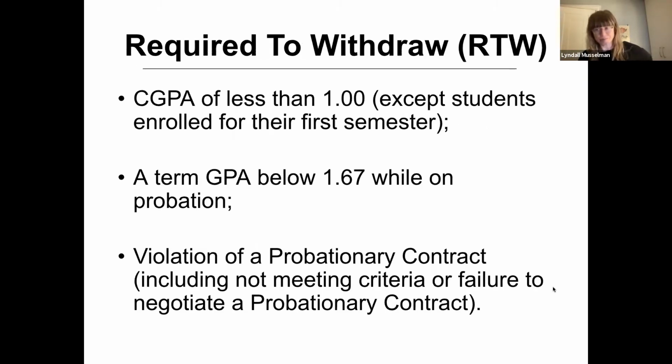So more on RTW. It's when a student may have a CGPA of less than 1, except for students in their first ever semester at Ryerson. So if you just began last semester, you would just be on probation at this stage if your CGPA was less than 1. And then if you had a term GPA below 1.67 while on a probationary contract. And then the last point here is just if there was another criteria on your probationary contract that you unfortunately violated or weren't able to meet in the previous semester. So those are the reasons for why you would become RTW.